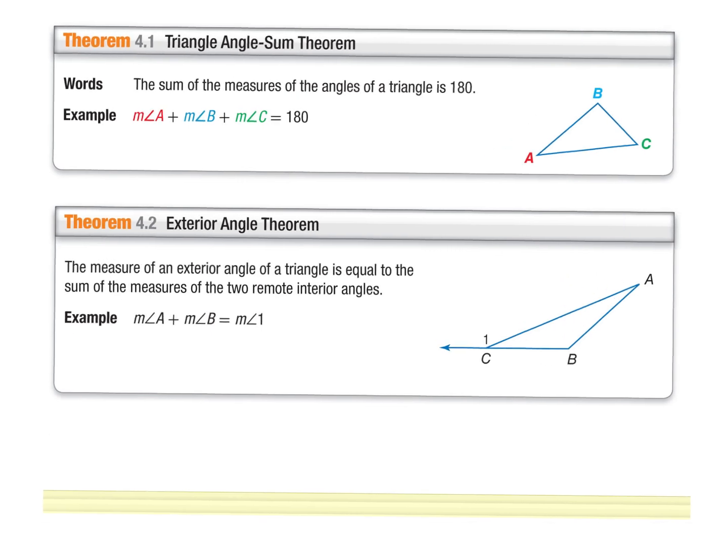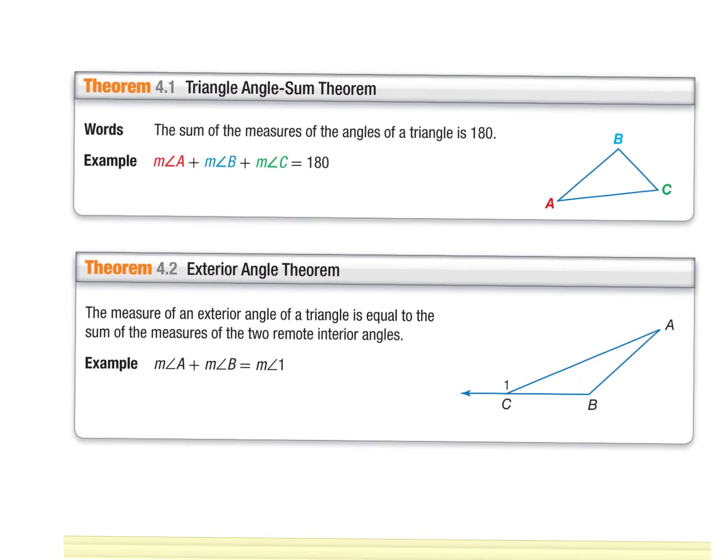So, star this, highlight it, underline it, circle it, I don't care. All of this, very important. 180 is a very important number in this chapter. All angles in a triangle add up to 180. So we aren't even going to be with 360 quite yet. Just 180.